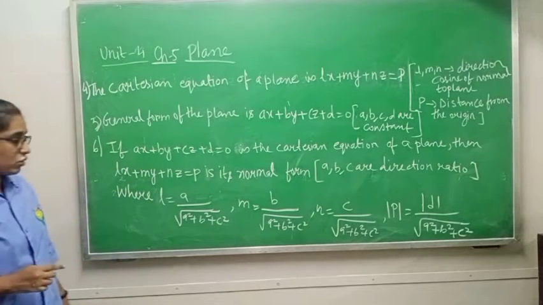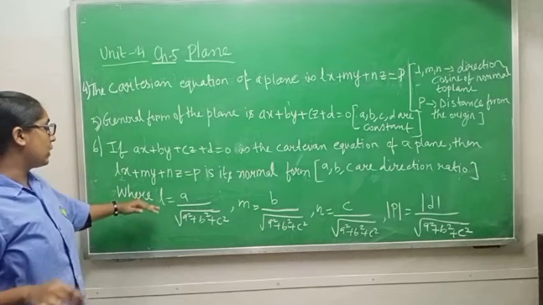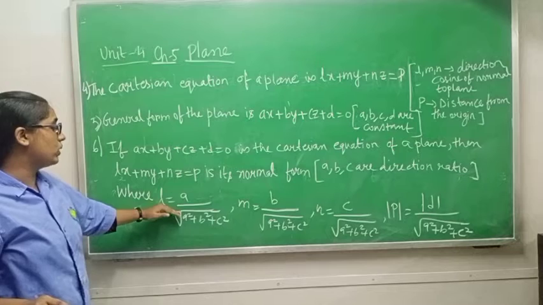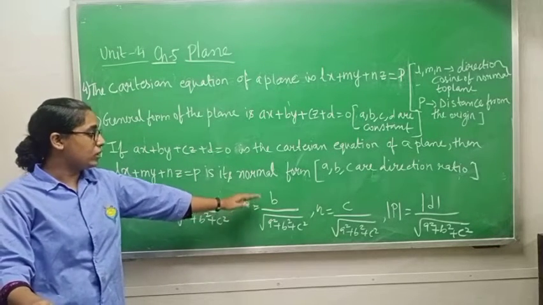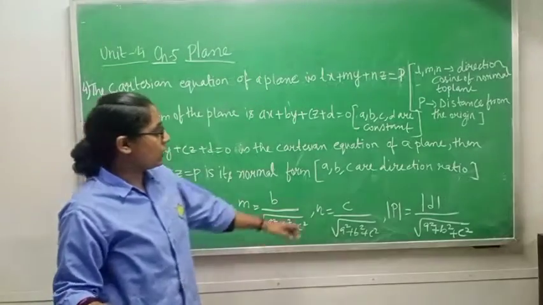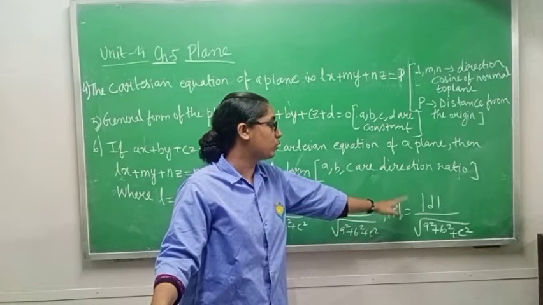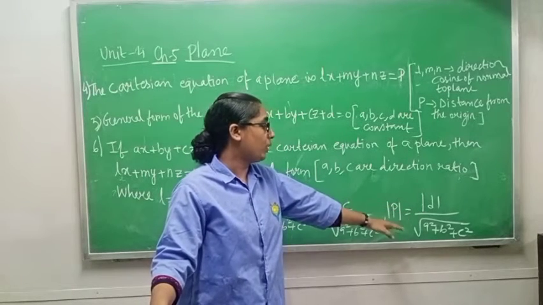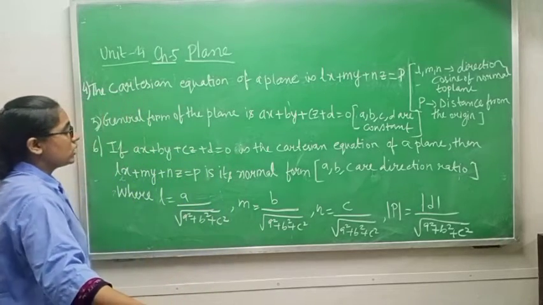where a, b, c are direction ratios, and if they give you the a, b, c values, you can find L by using this: L equals a by root over a square plus b square plus c square. M equals b by root over a square plus b square plus c square. N equals c by root over a square plus b square plus c square, and mod p equals mod d by root over a square plus b square plus c square. Okay, so this is the formula.